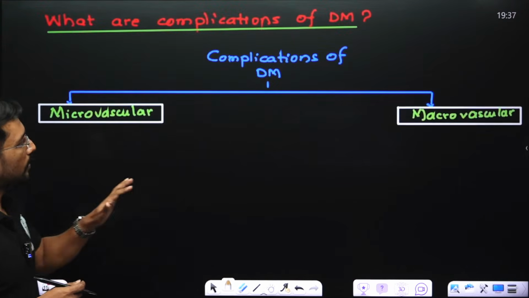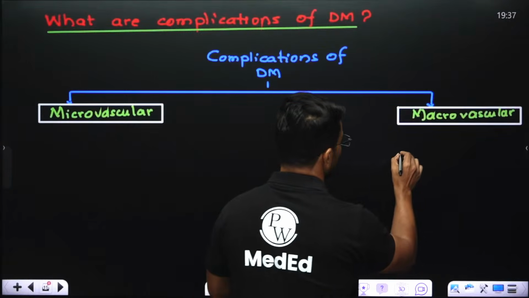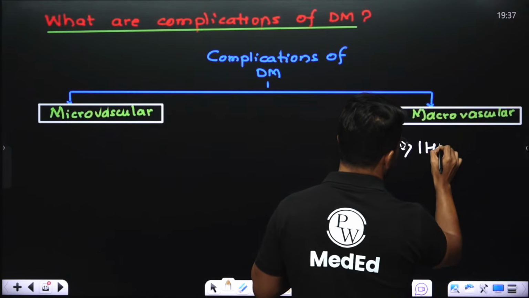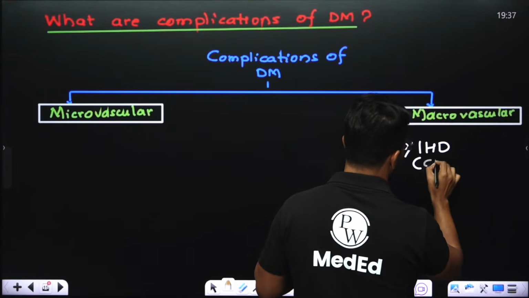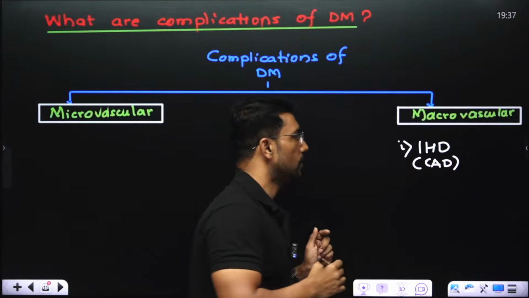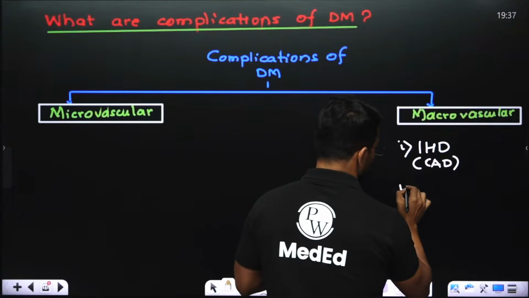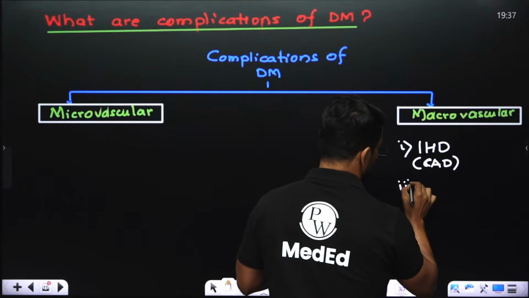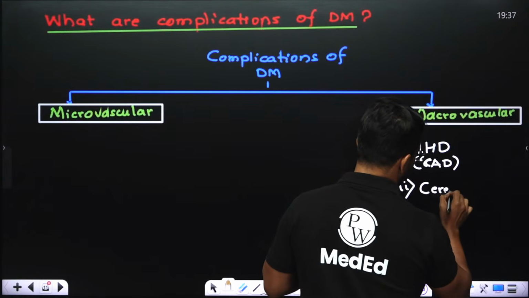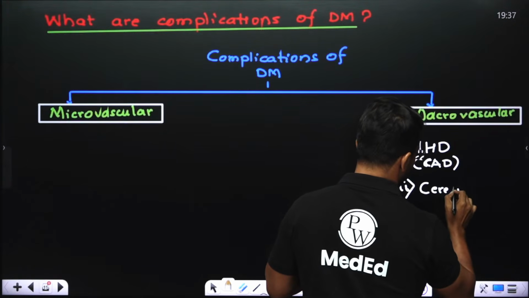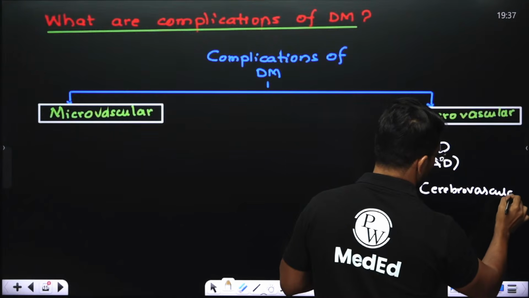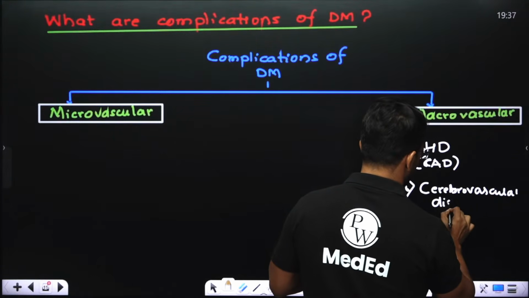Okay. So what are the major macrovascular complications? The first one is increased risk of ischemic heart disease, or you can also call it coronary artery disease. Second one is increased risk of cerebrovascular accidents or stroke, cerebrovascular disease or stroke.